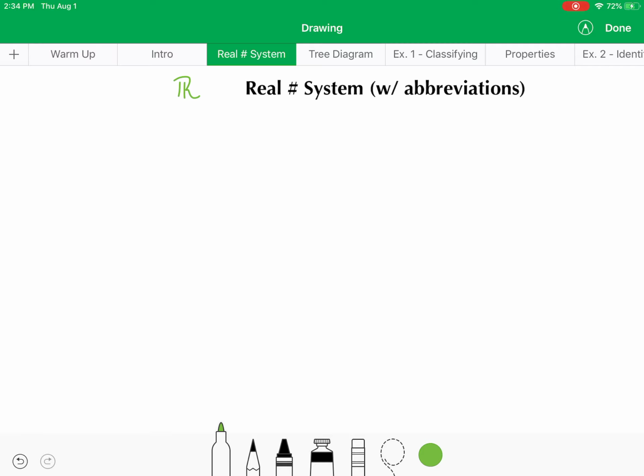The first subset is the natural numbers, or sometimes referred to as the counting numbers. And these are going to be designated with a capital letter N, and they would include the numbers 1, 2, 3, 4, 5, and so on. When you first began to count, you probably began with the number 1, moved on to 2, 3, 4, etc.